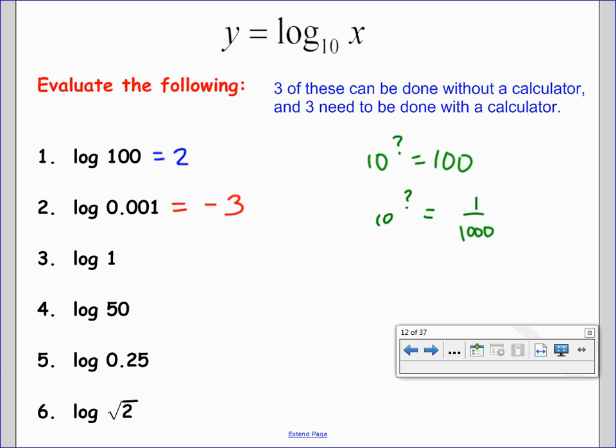And then number 3, 10 to the what exponent equals 1? 0, absolutely. So 10 to the 0 power equals 1. All right, as we continue on, is 50, the input on number 4's common log, a perfect power of 10? No. Is 0.25 or 1/4 a perfect power of 10? No, and so on and so forth.